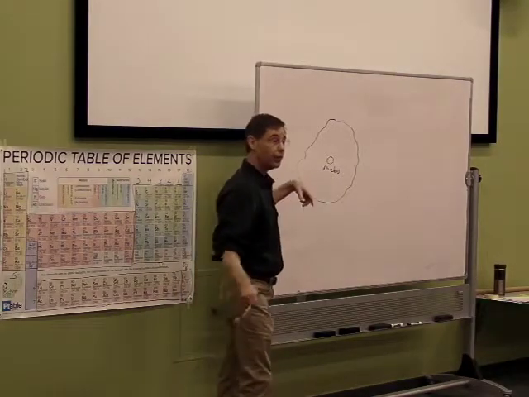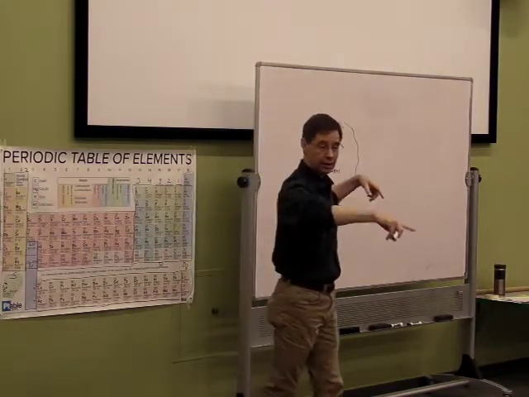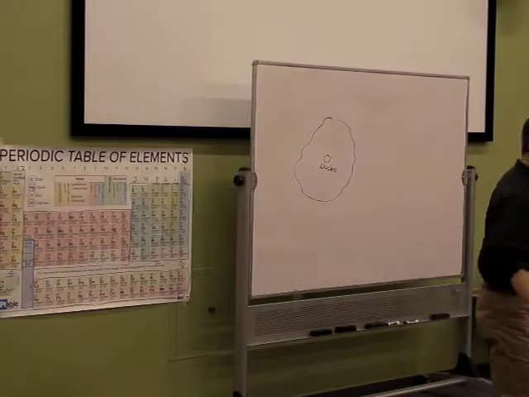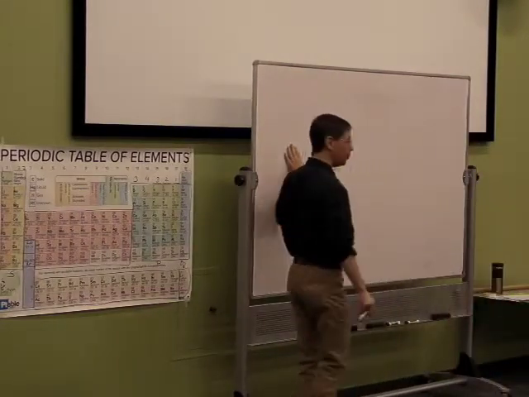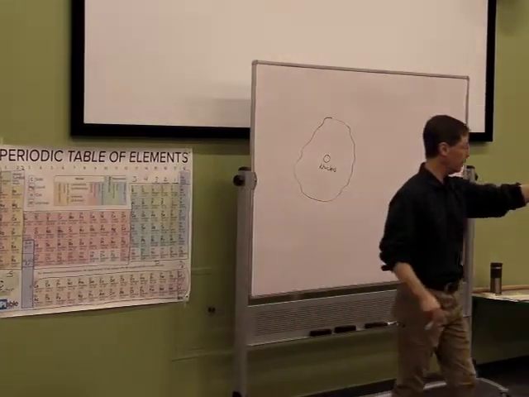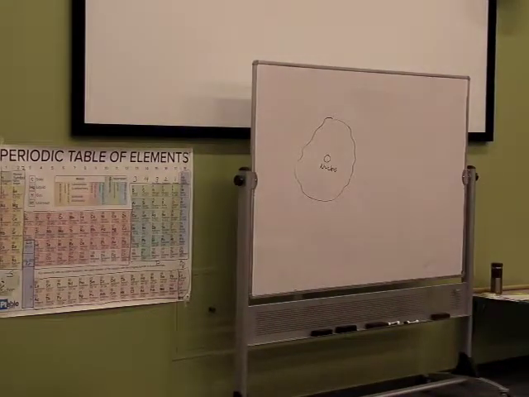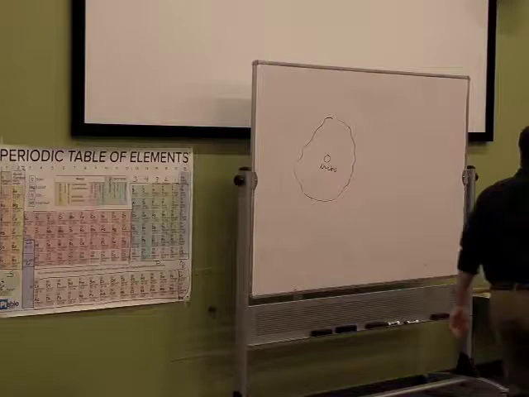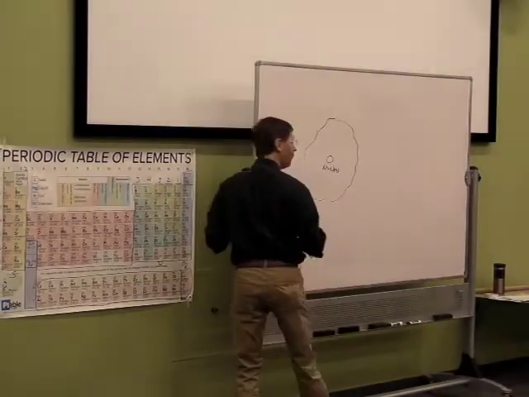Where do the electrons hang? I'm representing the electrons here, but where do the electrons hang? What do we call them? Shell or orbit. Alright, so it's either the shell or the orbit.